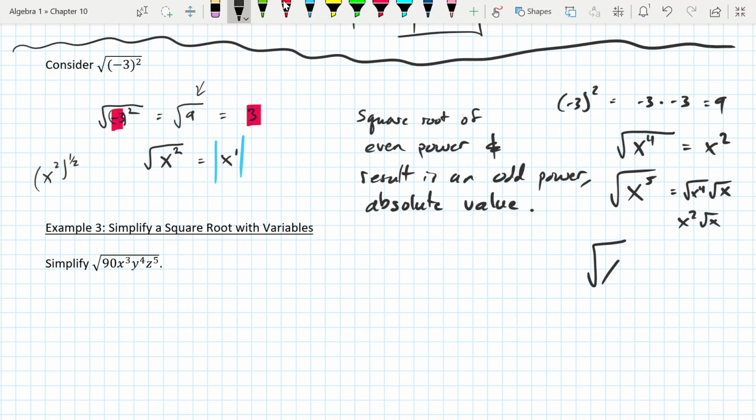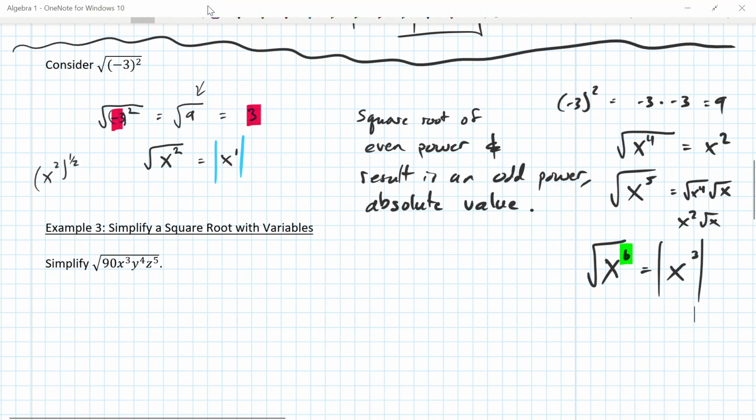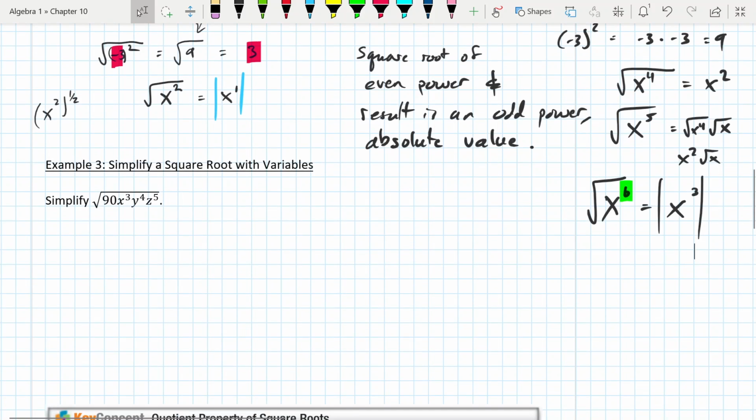The square root of x to the 6th, I'm taking the square root, that power is even, and when I divide it in half, I get x cubed, which is odd, so I'm going to put it in absolute value. So that's what we're going to be doing here. It's a little weird, but it's what we have to do to take care of the details of the negatives, which you know from math always give us problems.